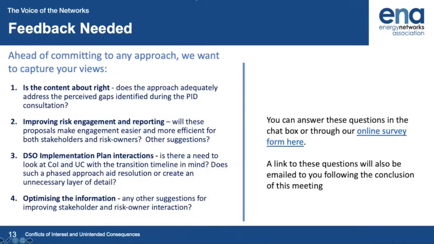Number three is a more specific one, which is about going beyond just aligning with the DSO implementation plan, but looking at the transition timeline and whether using a phased approach with the register would help resolution of some of the issues, or whether that just creates another unnecessary level of detail. Maybe that's one for a longer discussion. And finally, any other suggestions you have in ways that we could optimize the information and improve stakeholder and risk owner interaction.